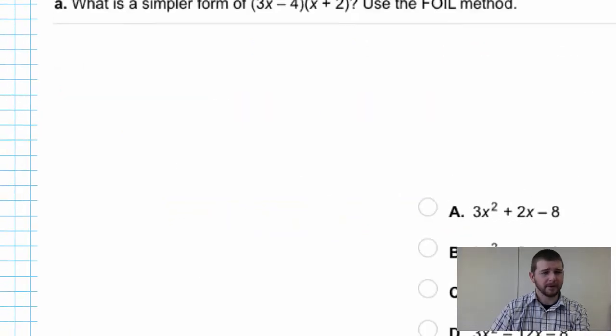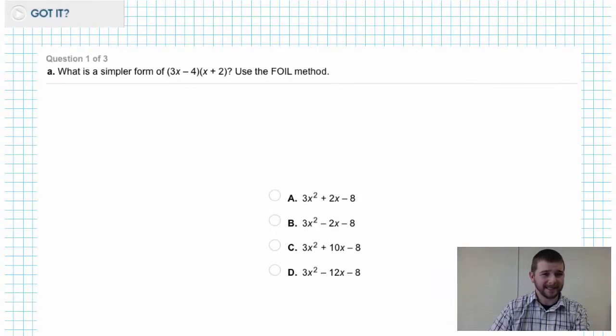So here is your chance to show that you've got it. Question 1 of 3 for this got it. What is a simpler form of 3x minus 4 times x plus 2? Use the FOIL method and choose your answers from the options below.